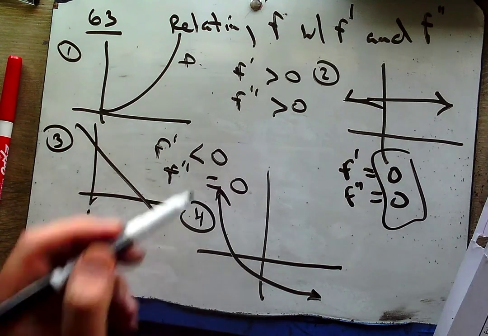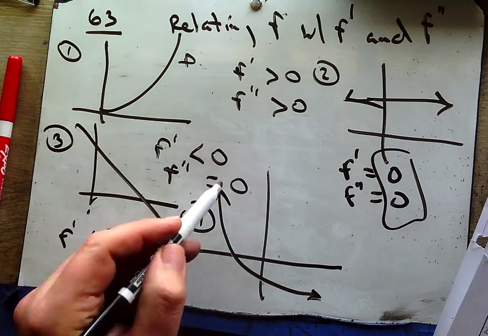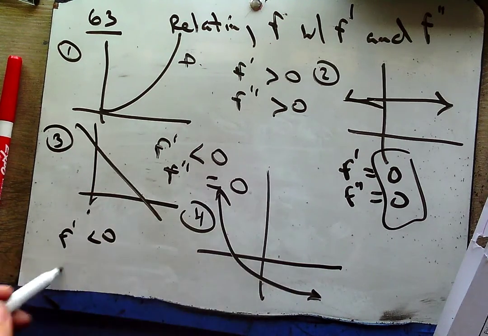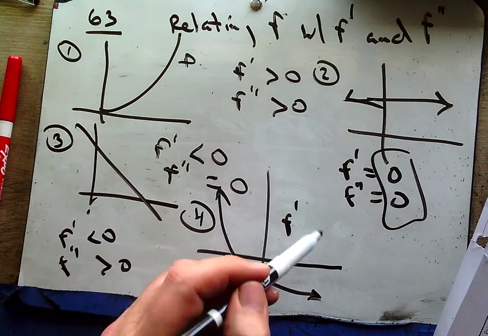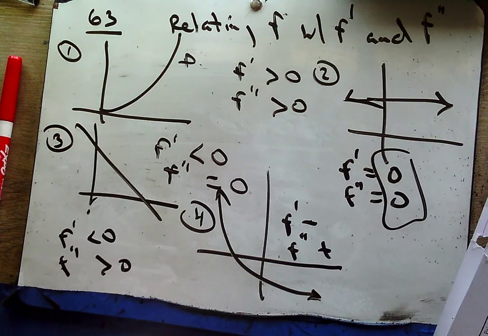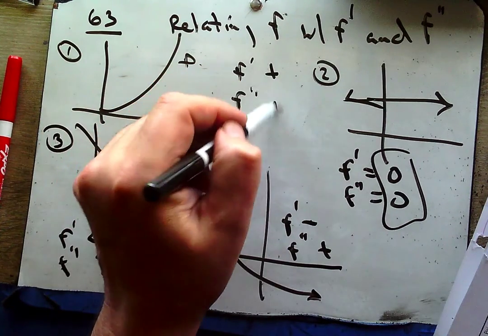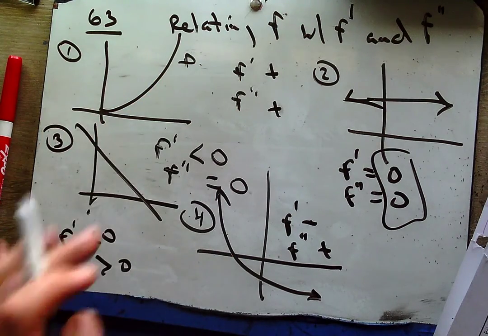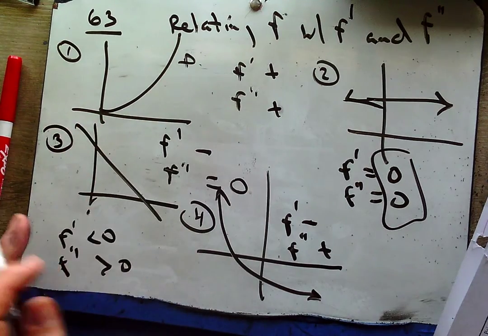Okay, so what do I see? I see decreasing, so f prime is less than 0. I see concave up, so f double prime is greater than 0, which means that f prime is negative and f double prime is positive. I'm supposed to be saying positive or negative. This is positive, positive. Nice. And here, f prime is negative.